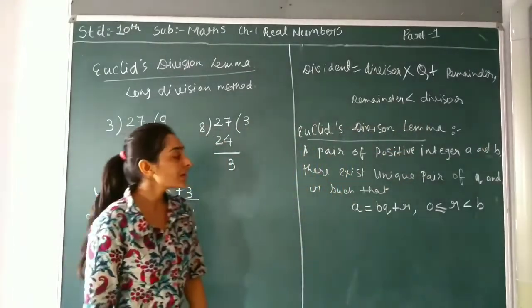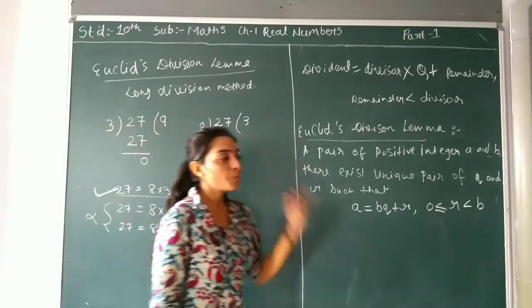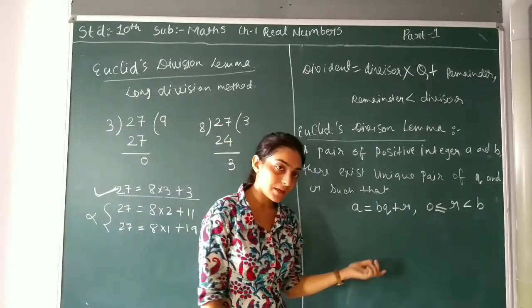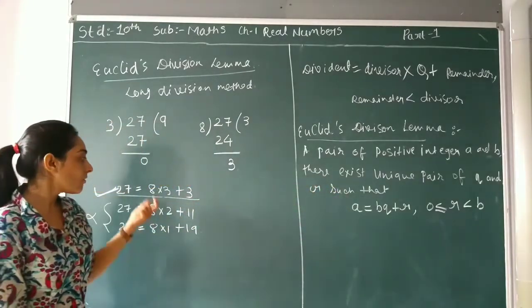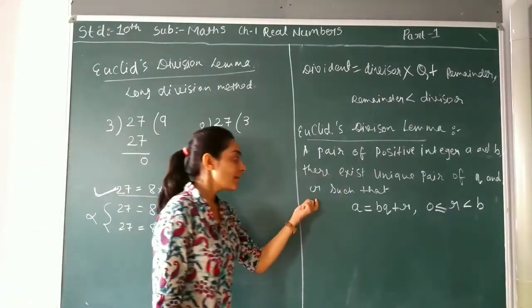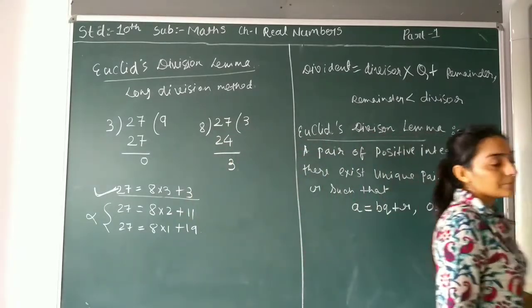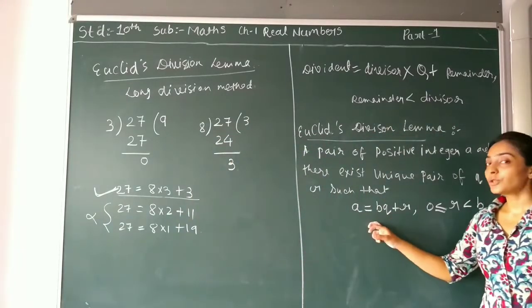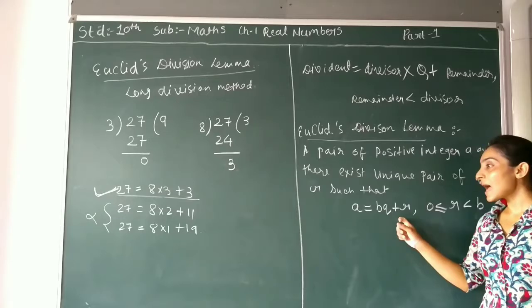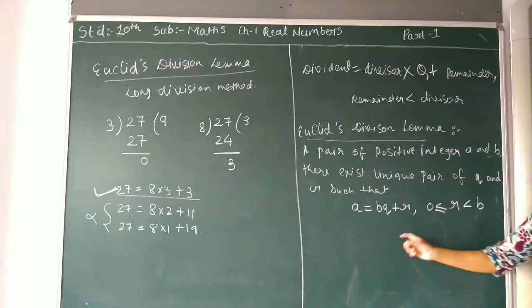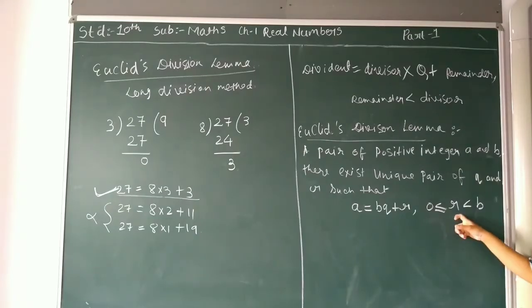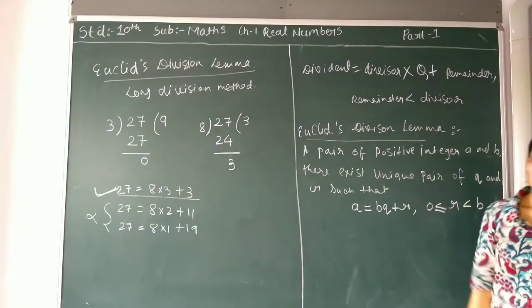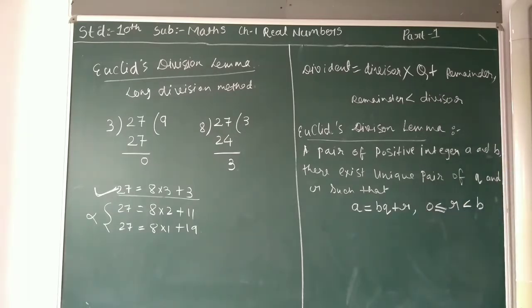So the Euclid lemma says that for a pair of positive integers a and b, there exists a unique pair of quotient and remainder such that a equals b into q plus r, where r can be equal to 0 or greater than 0, but it's always less than b, which is my divisor. Now pause the video and note it down.